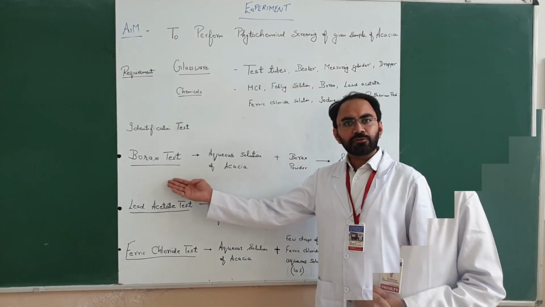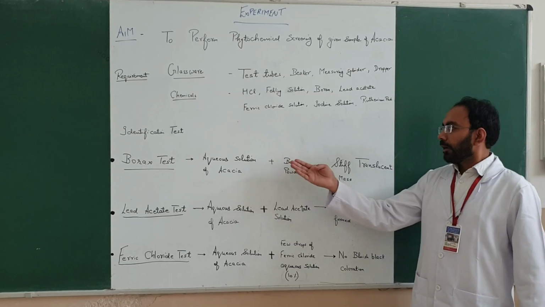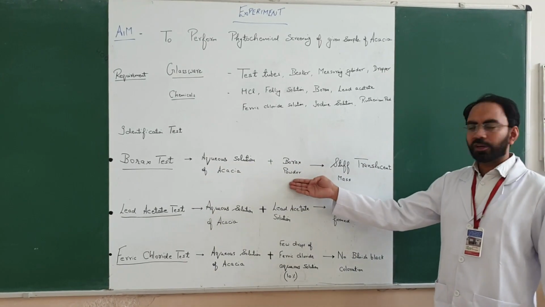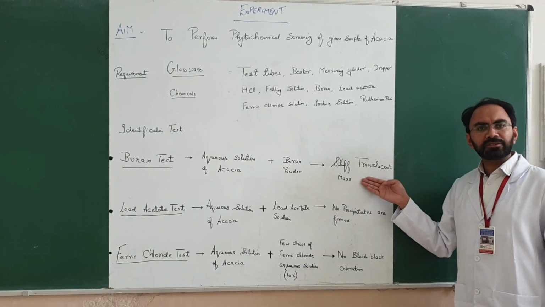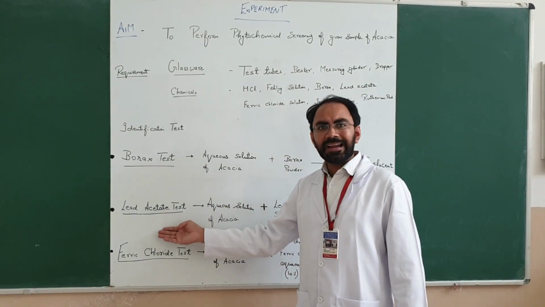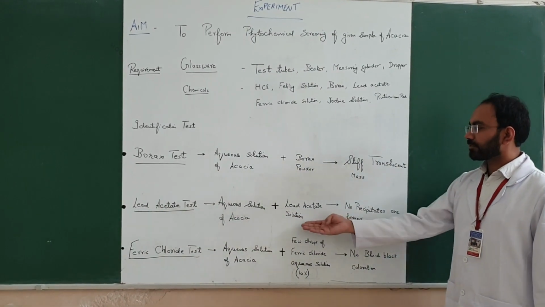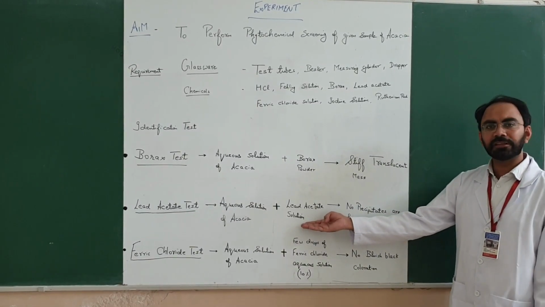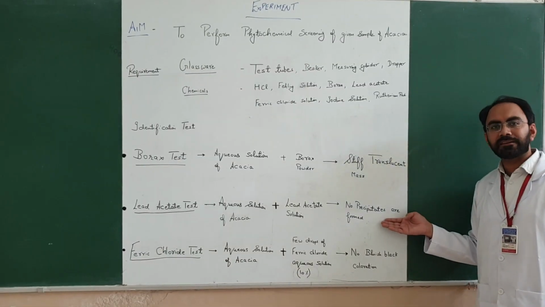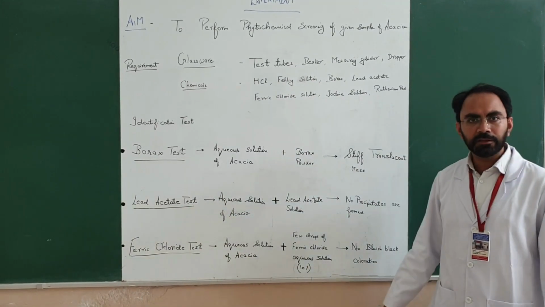The next identification test for acacia is the borax test. In this test, an aqueous solution of acacia is used, and borax powder is added to it. On addition of borax powder, the formation of a stiff translucent mass will indicate that the sample is pure. The next identification test is the lead acetate test. In this test, an aqueous solution of acacia is used, and lead acetate solution is added. If there are no precipitates, this indicates the absence of sulfate ions in the given sample of acacia, and the sample will be pure.